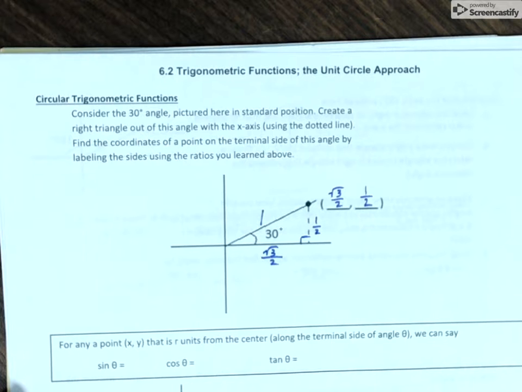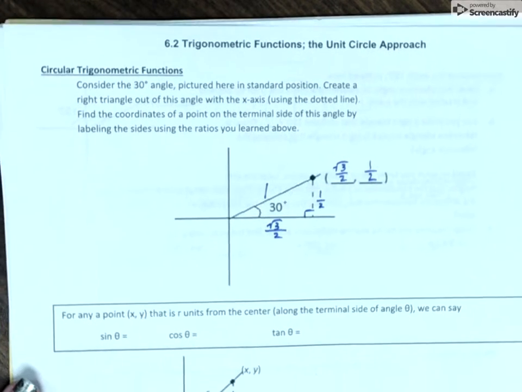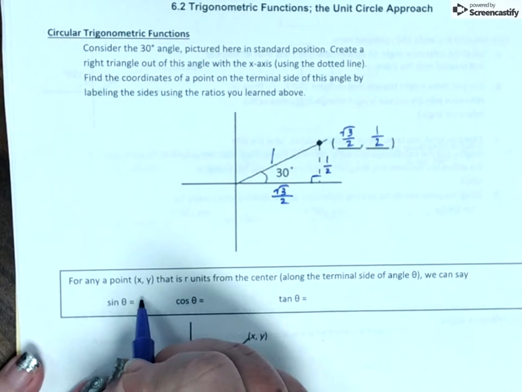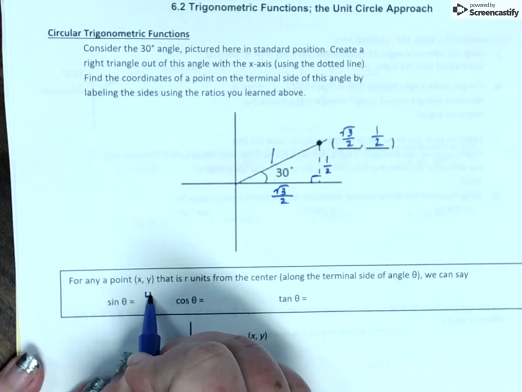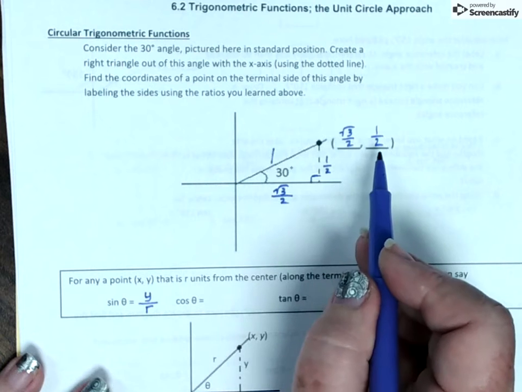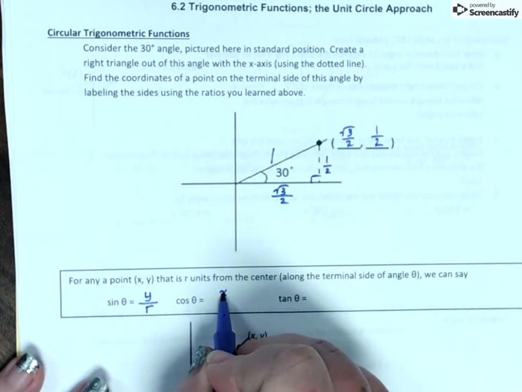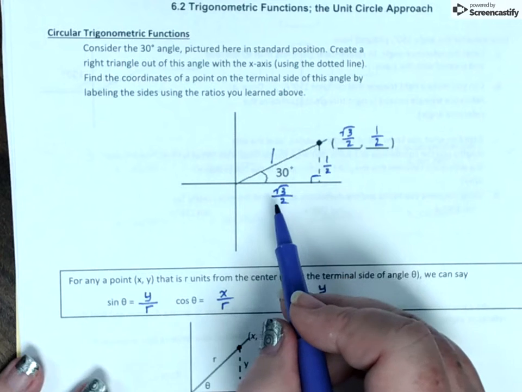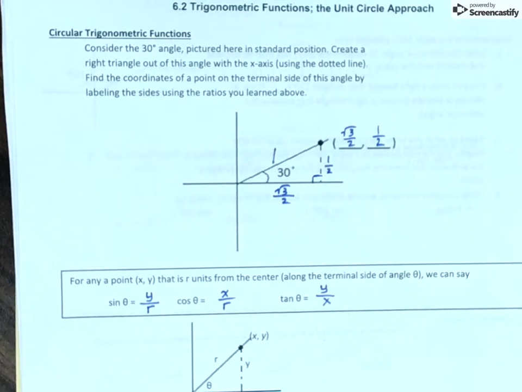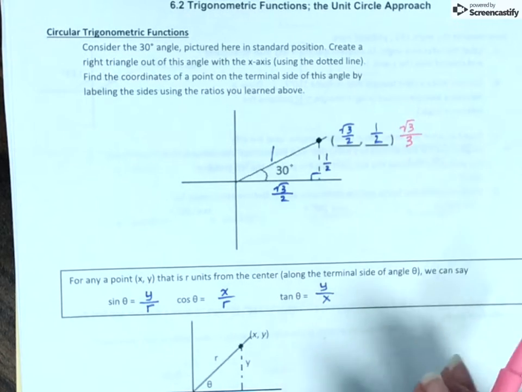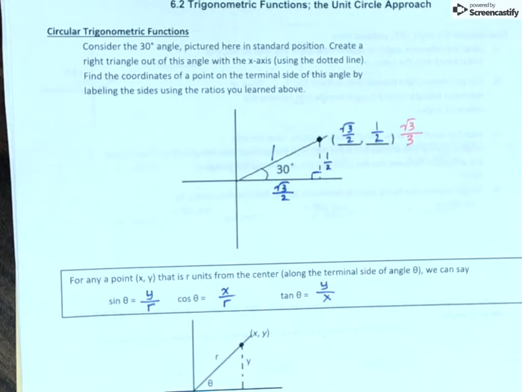Well, if you think about that, for every single point on the unit circle, or on any circle, the sine value is going to be y over r, in this case 1/2 over 1, which is just a half. Cosine is going to be x over r, and tangent is going to be y over x, because remember the y value over the x value here gave us our tangent value, which was root 3 over 3 for the 30-degree reference angle.